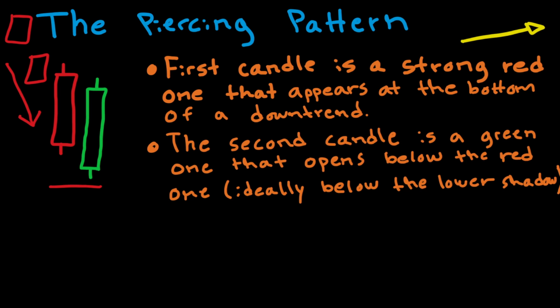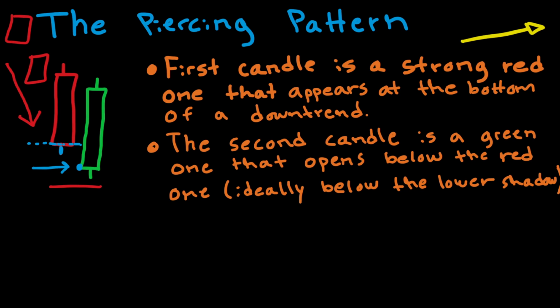The second point: the second candle is a green one that opens below the red one and ideally below the lower shadow. This part right here, the blue part of the red candle, is the lower shadow. Ideally we want the opening of the green candle to be below the shadow, but traders usually consider it okay as long as the open of the green one is below the bottom of the real body of the red one, so this line right here. The important part is that the green one opens below the real body of the red one.